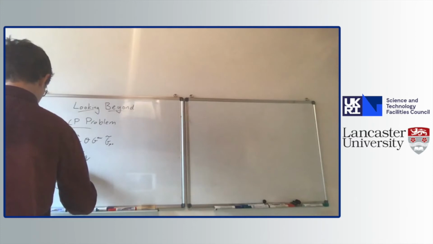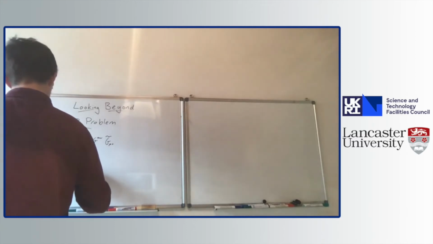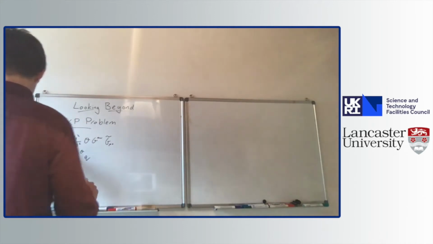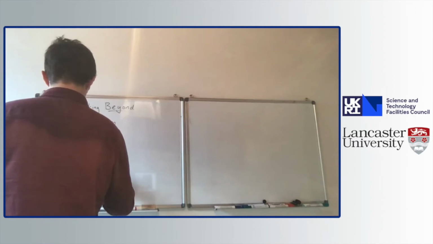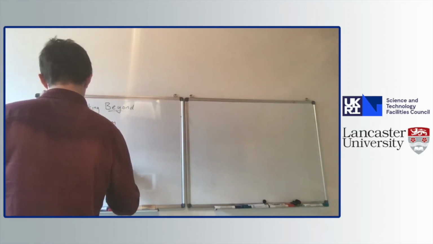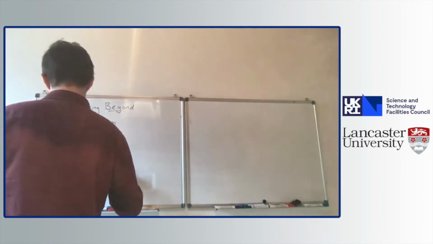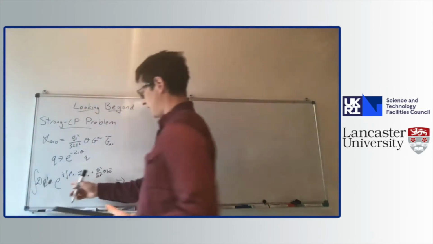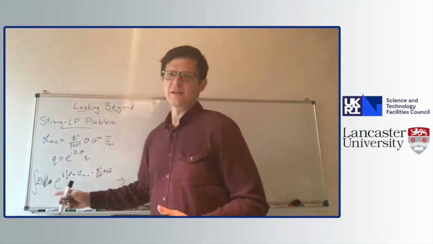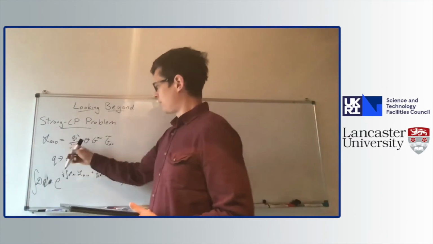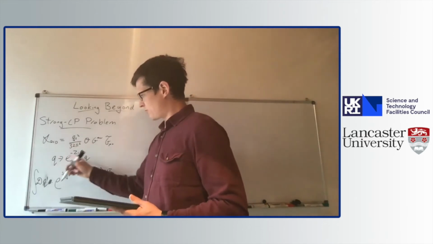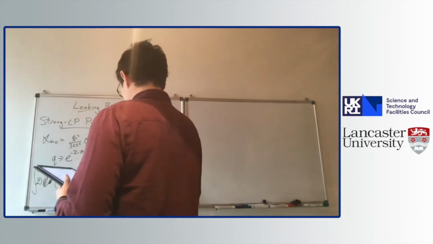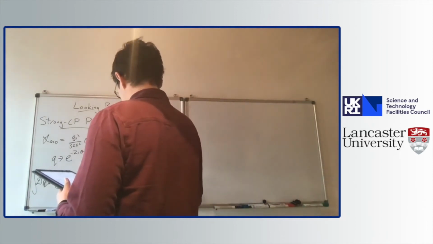e to the i over h bar integral over d^4x of the Lagrangian with theta equals 0, plus this term, g_s squared over 32 pi squared theta G G dual. This is the Lagrangian without this term and without any theta terms in the quark masses, plus this term here. If I do this rotation, this whole object, the whole path integral, will go from there to something similar but not the same.